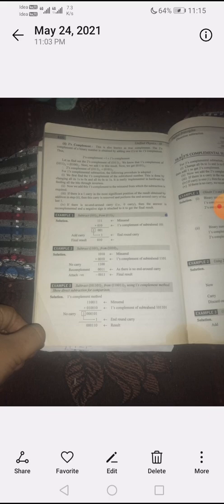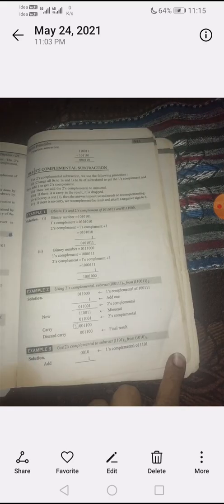Okay, this is the one example of ones complement subtraction. Now let's go for 2's complement. For 2's complement subtraction, we have to use the following procedure.